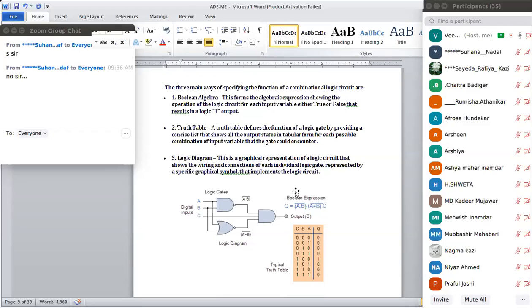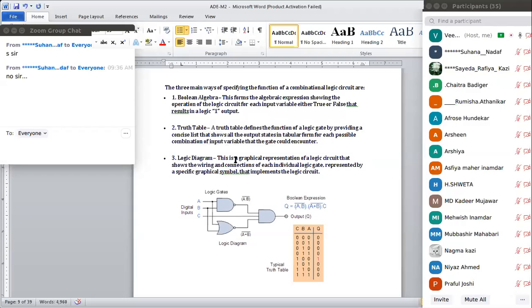Okay, one example is there. So there are three ways to specify the function. What type of function is it going to generate? That is going to have a Boolean algebra. Based upon a Boolean algebra, it can be determined by using a truth table, and it can be determined by using a logic diagram.